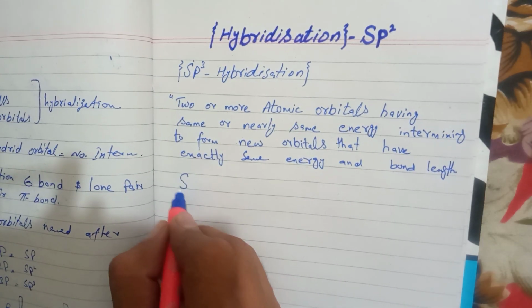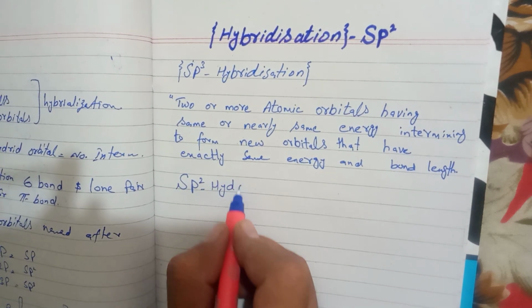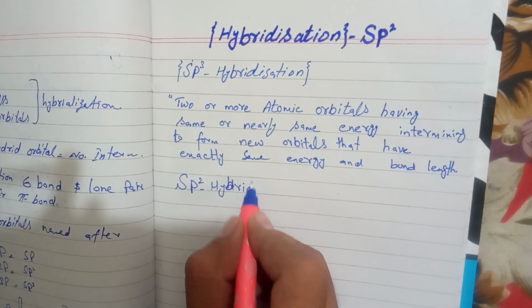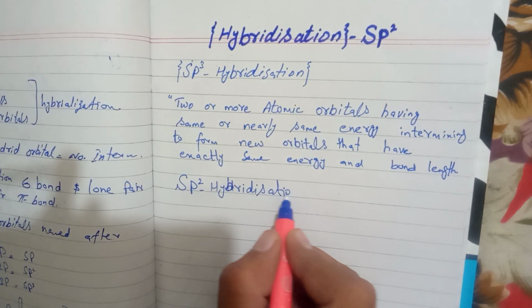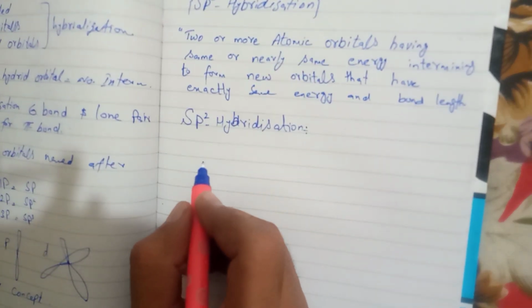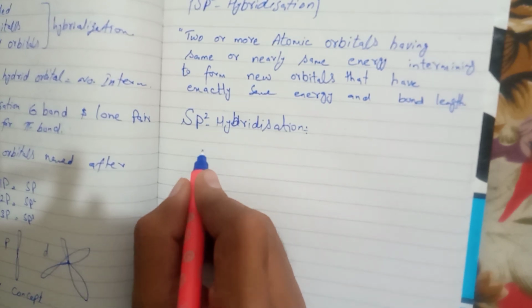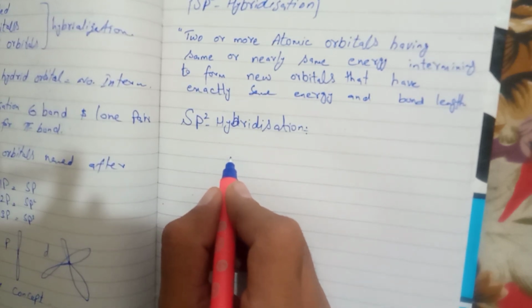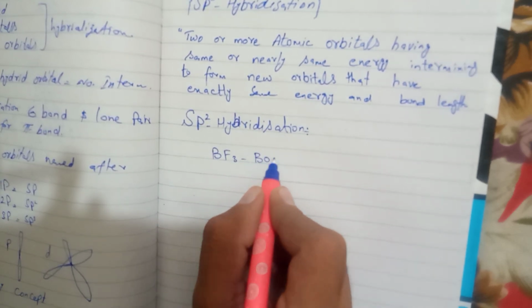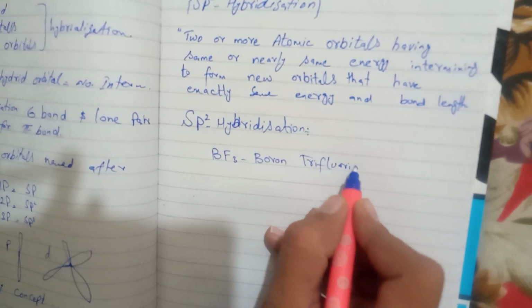So today we discuss sp2 hybridization. The definition of sp2 hybridization I will explain after the concept of this topic. VBT explains the structure of BF3. BF3 is boron trifluoride.